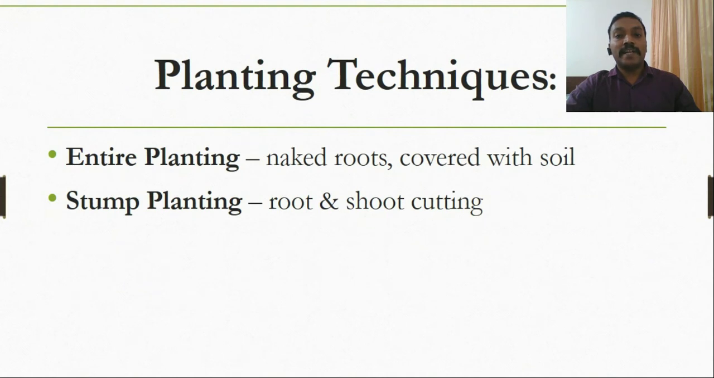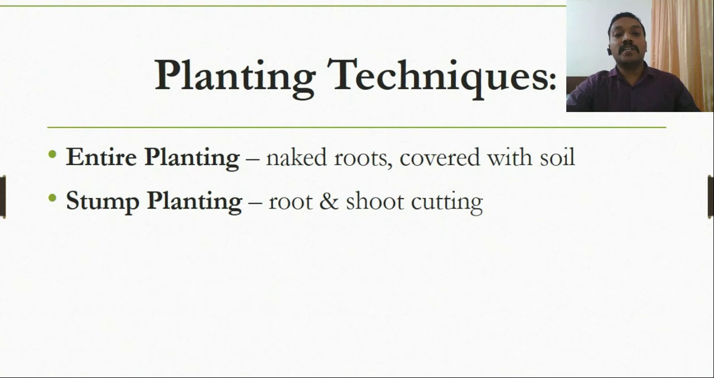And about the planting techniques. There are various planting techniques available in the forestry program. One is entire planting and another is stump planting. Entire planting is further divided into two types. One is naked root planting, where the plant is planted with a naked root, and the other is planting with the root covered with soil. These are the two important types of entire planting.